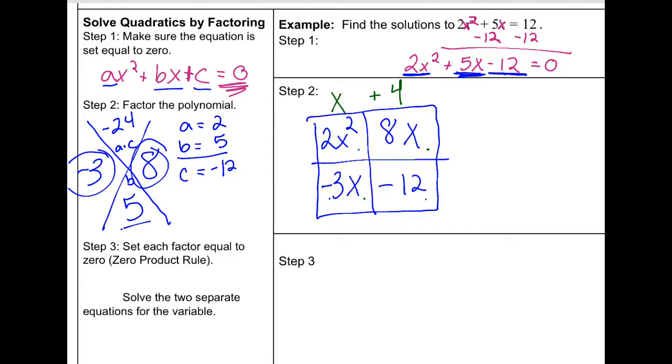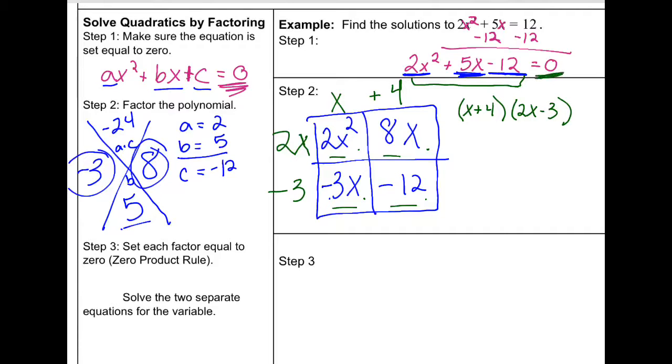For the first row, 2x squared and 8x, they both have at least 1x, and 2 and 8 are both divisible by 2. Negative 3x and 12, they don't both have an x, so I'm not going to pull that out, but they are both negative, and 3 and 12 are both divisible by 3. So my factors of 2x squared plus 5x minus 12 are x plus 4 and 2x minus 3.